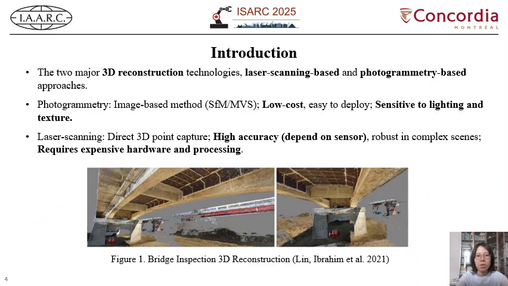Currently we use 3D reconstruction for building inspections. There are two major technologies in 3D reconstruction, which are laser scanning based and photogrammetry based. Photogrammetry is based on images as well as structure from motion and multi-view stereo algorithms. It's low cost and easy to deploy, but it's sensitive to lighting and texture. Whereas laser scanning is a very direct method of capturing 3D points. It has high accuracy, depending on the sensor, and is robust in complex scenes, but usually comes with expensive hardware and software.